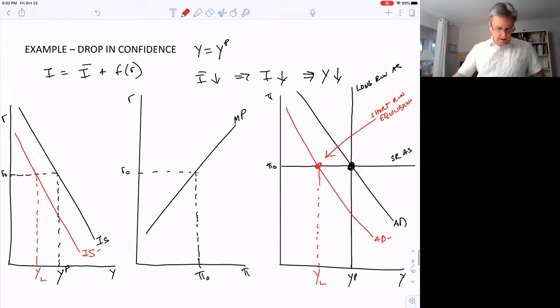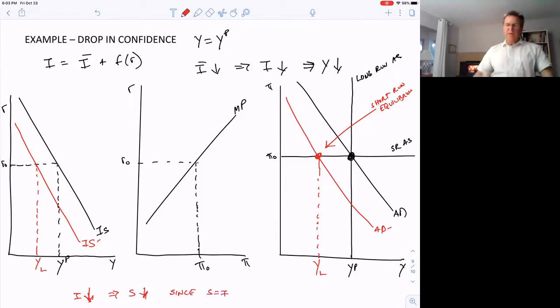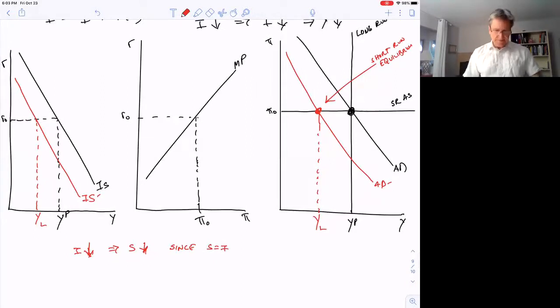So what's going on here is that investment has fallen and savings has to equal investment in the short run. So that means that savings is going to have to fall, right? Since savings equals investment. In order for savings to fall, we have to have Y fall, because savings are dependent on what Y is.